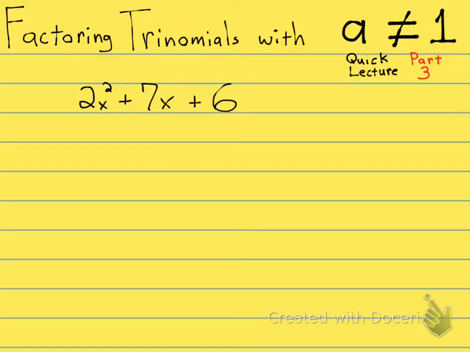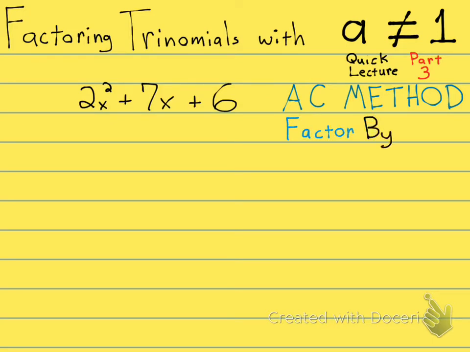Okay, let's factor this problem a different way. This is my preferred method, and it's called the AC method, right? And I like to say that it's the cool way to do it, right? AC, like air conditioning, cool. But what it really is, it's really factor by grouping.